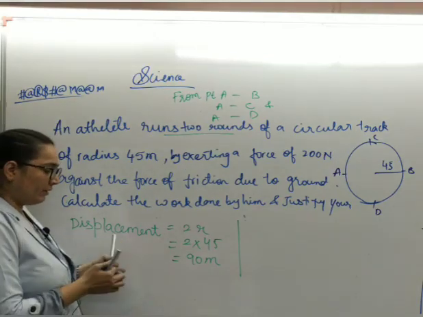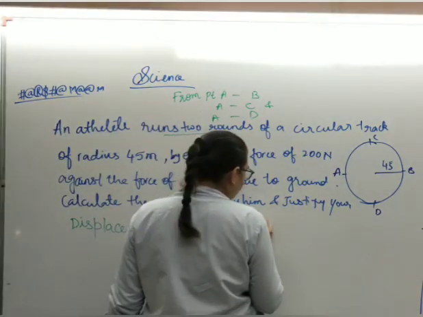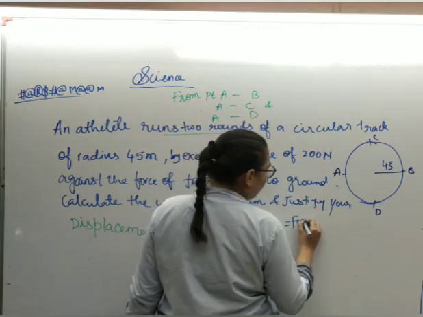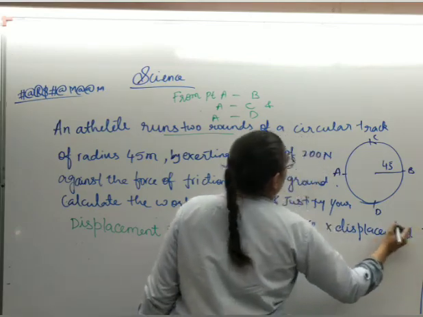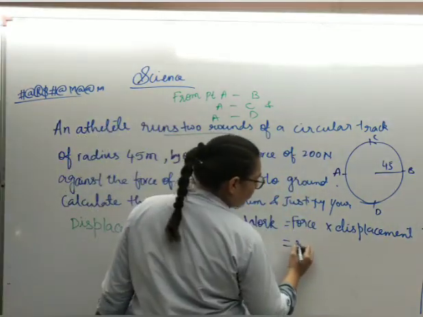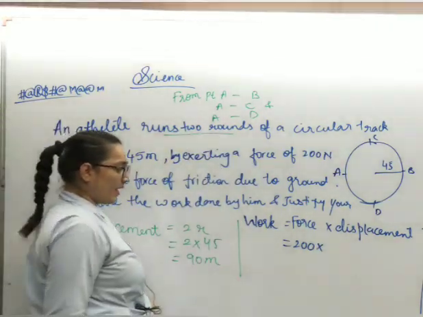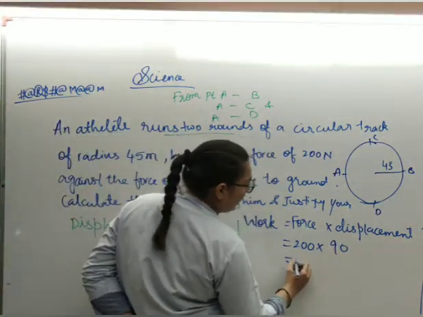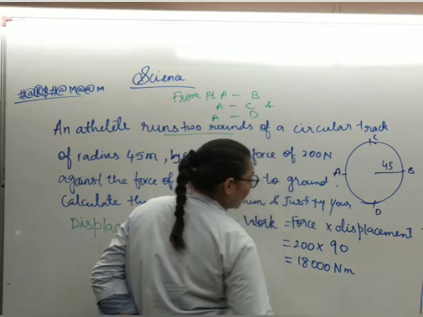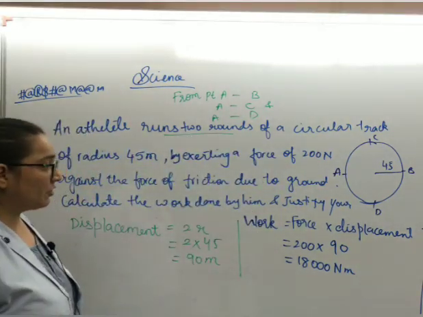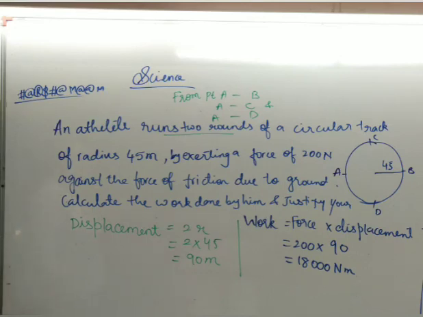Now, what is the work done? Work done is force into displacement. What is the force? 200 Newton. Displacement 90. 9 2s are 18, 1, 2 and 3. It's 18,000 Newton meter. Quickly note down this, then you also try A to C and A to D. For your kind information, for A to C and A to D, the answer will remain the same.